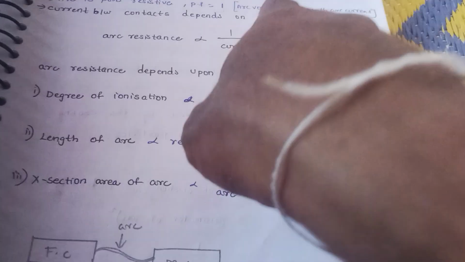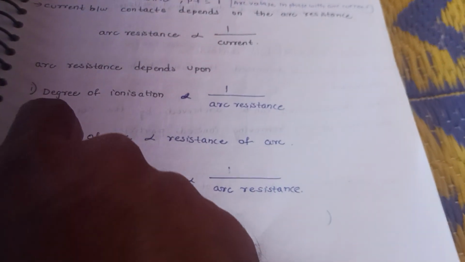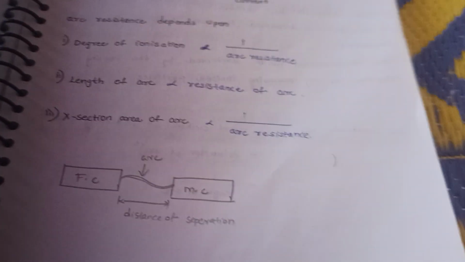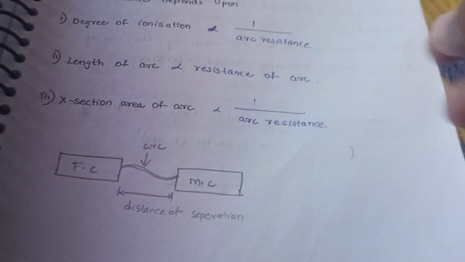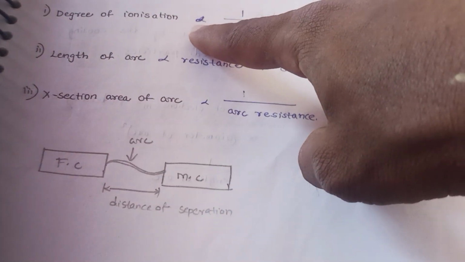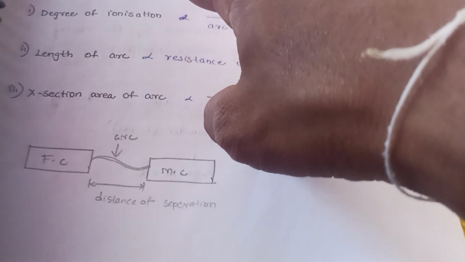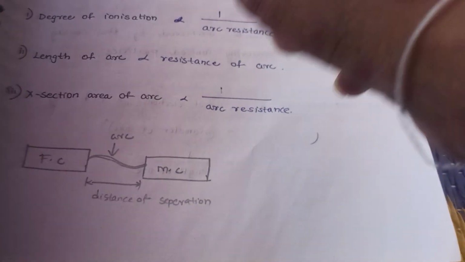Next, the current between the contacts depends upon the arc resistance. As the arc resistance is high, the current is low; it is inversely proportional. Arc resistance depends on some factors. One is the degree of ionization: as ionization of the air increases, arc resistance decreases, so the short circuit current flows.